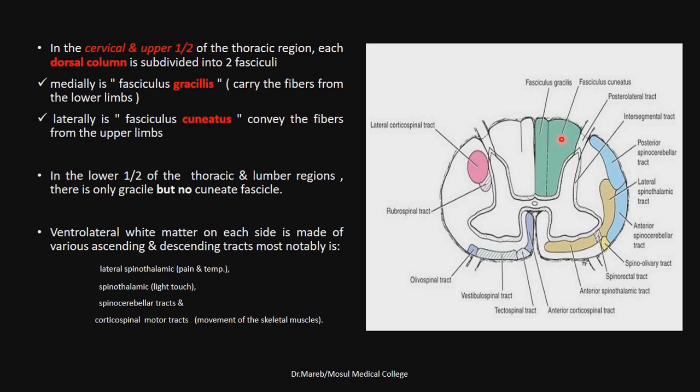In the lower half of the thoracic and lumbar region, there is only gracilis, and the cuneate fibers are absent. On the ventrolateral side, the white matter on each side is made up of various ascending and descending tracts. The most notable one, number one, is the lateral spinothalamic tract, which is responsible for pain and temperature. The other is the anterior spinothalamic. The third is the anterior spinocerebellar, and the fourth is the corticospinal tract, which is responsible for the movement of skeletal muscle.